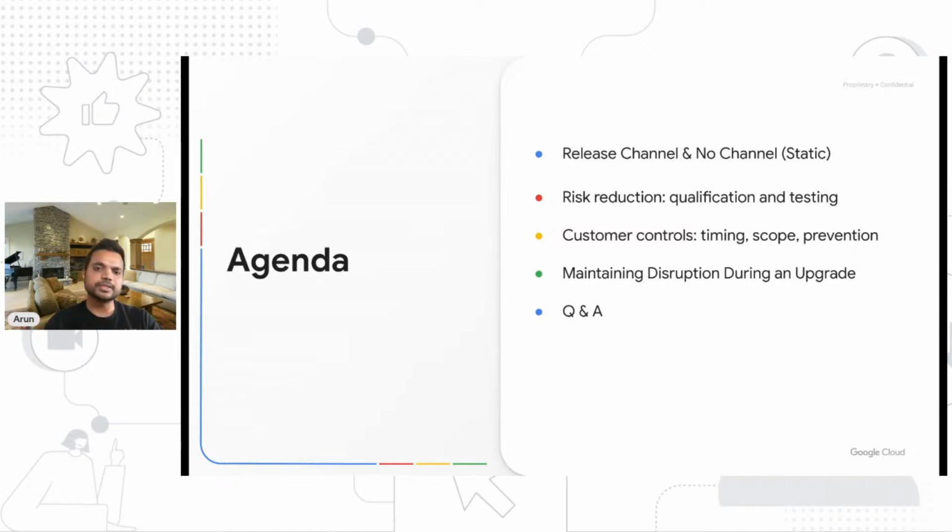Okay, with that note, in the next 40 or 45 minutes we'll cover release channels, no release channel. If you are using GKE, you must have heard about it. We'll cover basic concepts, and then how we can reduce those disruptions, as I mentioned, and also what controls the customer has on their end to avoid those upgrades, followed by the Q&A. So, okay, let's dive right into it.